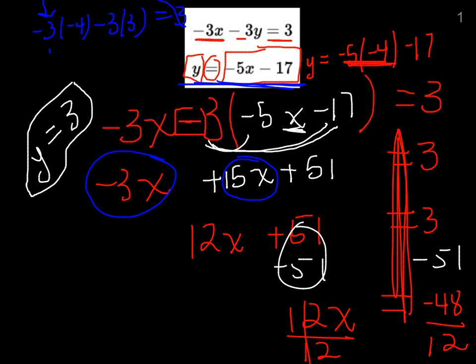Negative 3 times negative 4 is 12. Okay, negative 3 times 3 is negative 9, so we say minus 9. Is that 3? Let's see, 12 minus 9, 9, 10, 11, 12. Yeah, it sure is. So that means we must have gotten it right. Yay, good job us.